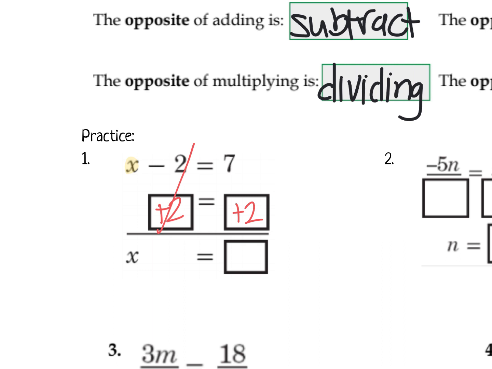Negative 2 and positive 2 makes 0, so we just have an x, and then 7 plus 2 gives us 9. Remember, you can always check these by plugging your answer back in for x. So instead of x minus 2 equals 7, I would replace the x with a 9, and 9 minus 2 equals 7, and I get 7 equals 7, so I know my answer is correct.